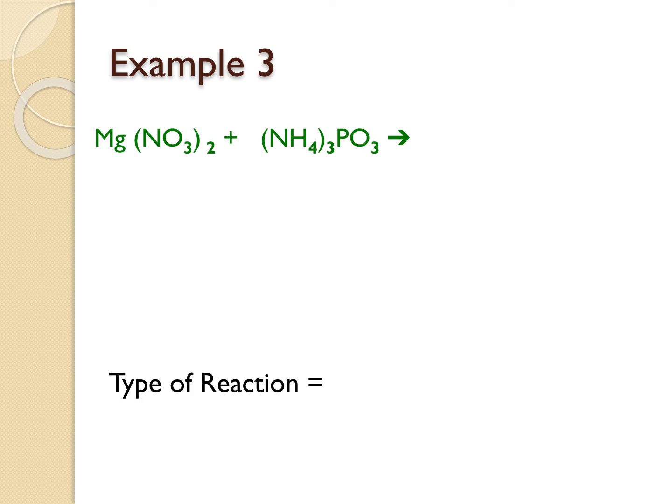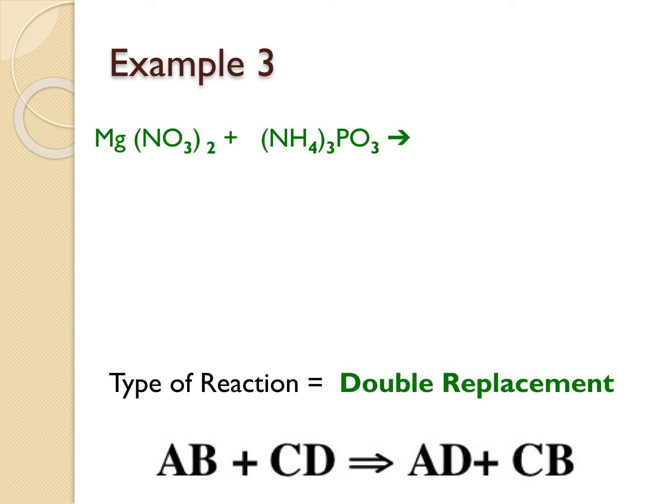So let's look. We have a whole lot of polyatomics in here first off. Let's look at our reactants and see, is there 2 parts to each one, or is there 2 parts and 1 part? We have magnesium and nitrate on the first one, and then ammonium and phosphite on the second one. Clearly, a double replacement reaction. So let's start assigning our charges. On magnesium, we have a +2 charge. On nitrate, a -1 charge. Ammonium is +1, and phosphite is a -3.